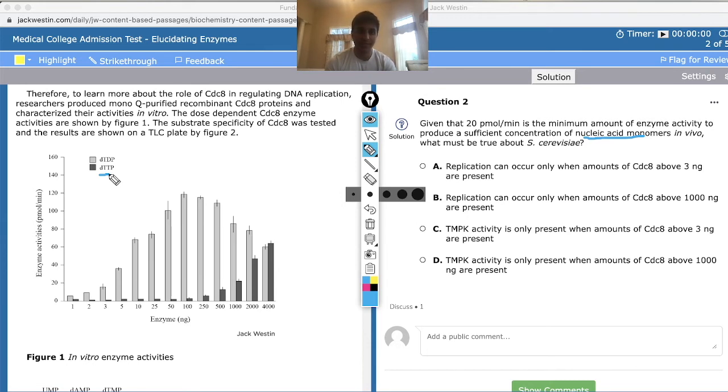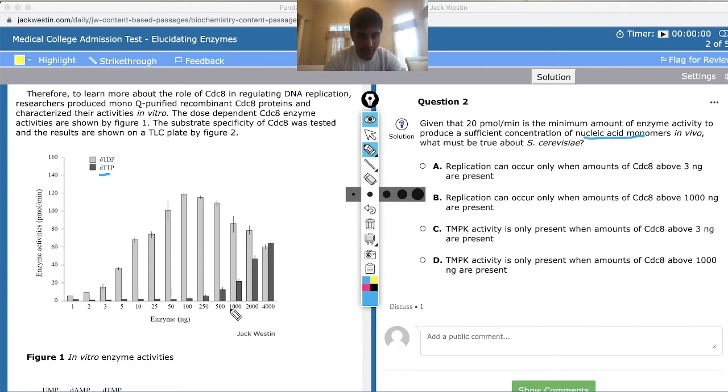Because remember, we need dNTPs. We need dTTP to do DNA replication. And it tells us here that we need 20 picomoles per minute of the nucleotide triphosphate for us to be good. So when do we have 20 picomoles per minute of dTTP being made?